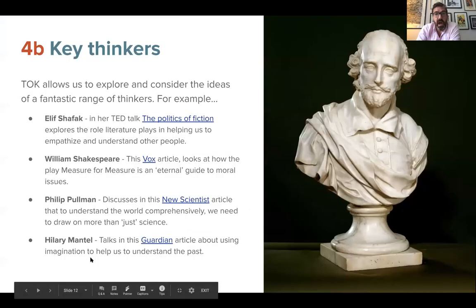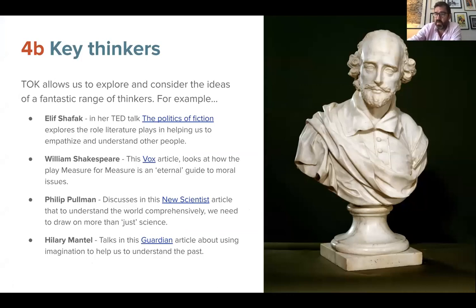Another way would be to use key thinkers. There are a lot of fantastic people out there who are writers or have offered thoughts on writing, who are great people to bridge the gap between language and literature and TOK. Here are four examples. We've got Elif Shafak, who is a fantastic Turkish writer. She's got an amazing TED talk here about the point of fiction, and she talks about how it helps us to break through the mental barriers that separate us from other people. It's just a wonderful, beautiful TED talk, which I highly recommend.